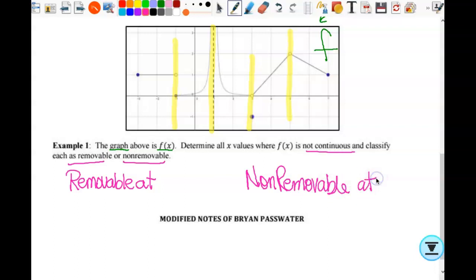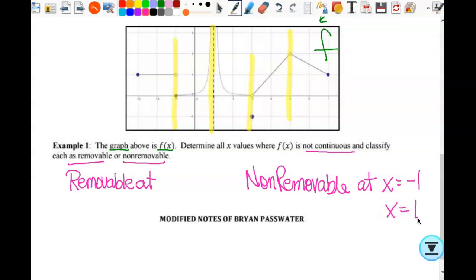Let's go from left to right. This right here, is this removable? No. It's non-removable. Technically, it's a jump. But this just said removable and non-removable, so that's not removable. We can say at x equals negative 1. And then here, at x equals 1, removable or non-removable? Non-removable at x equals 1.